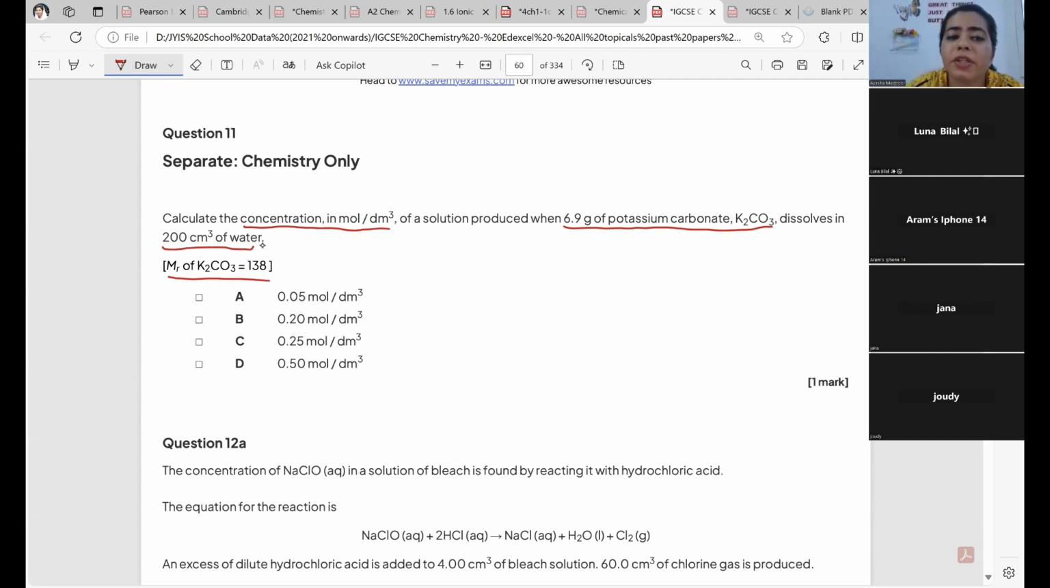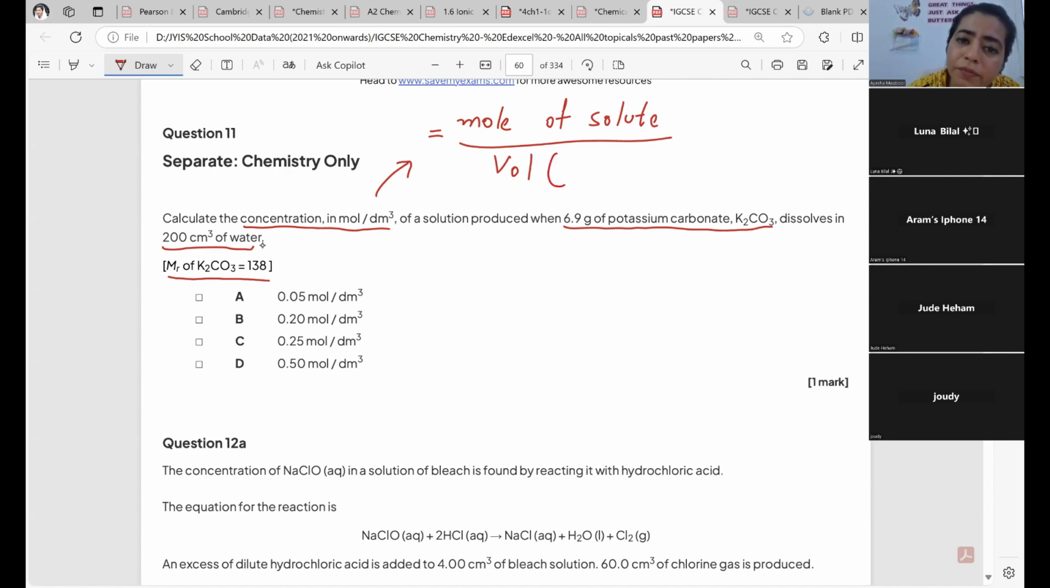We need concentration in mole per dm cube. What is the formula if we want concentration in mole per dm cube? Number of moles of solute divided by the volume of solution. Volume of solution in what unit? In dm cube. Very good.